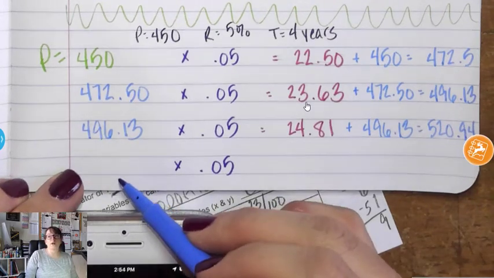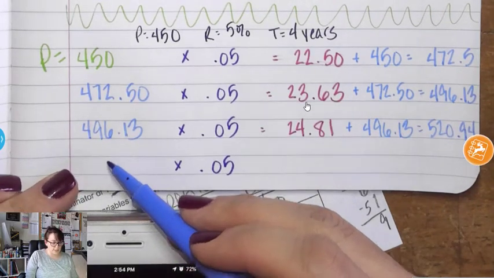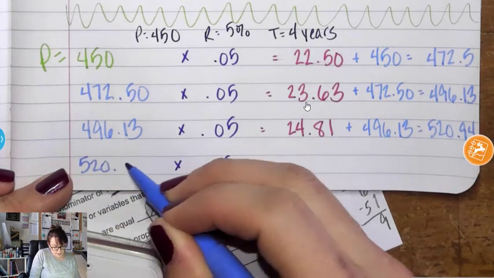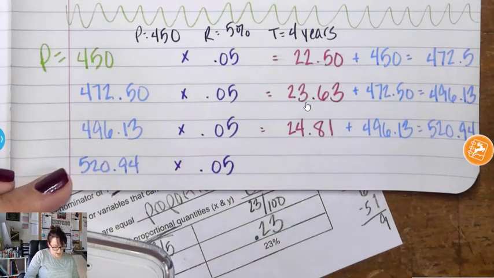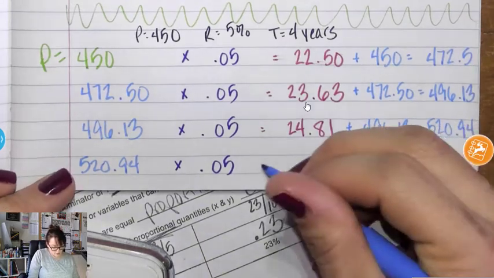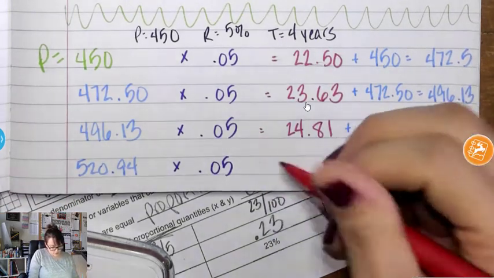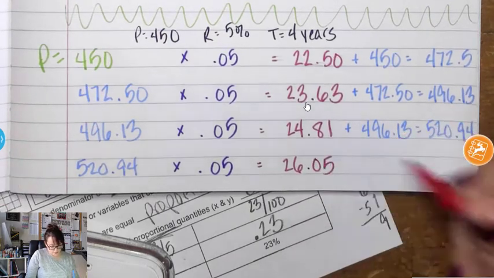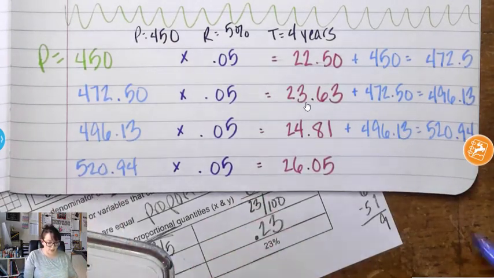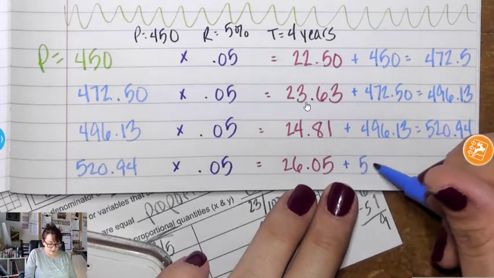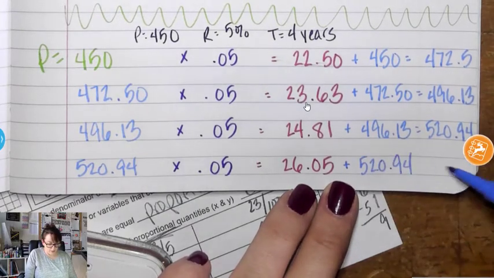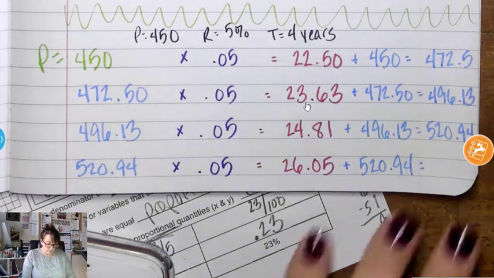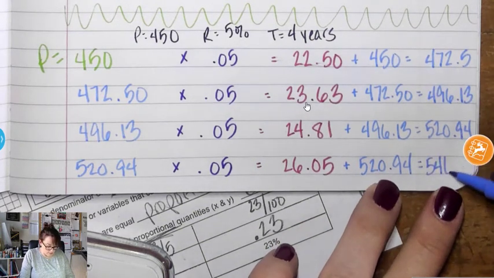Starting year 4, last one. How much money does he have in the bank? 520.94 times 0.05 is $26.05. Add it back to what he already had: 520.94 plus 26.05 equals 546.99.